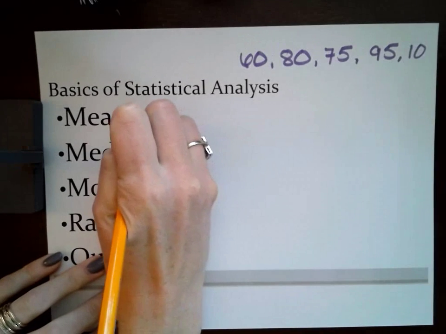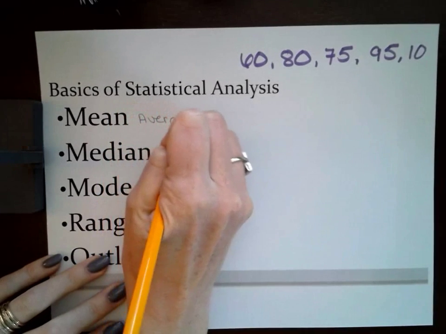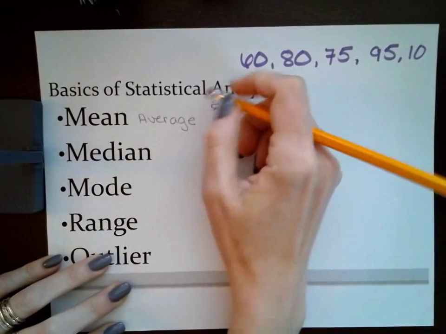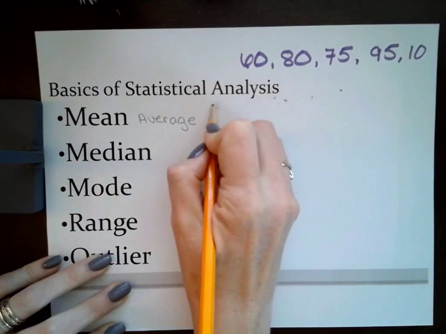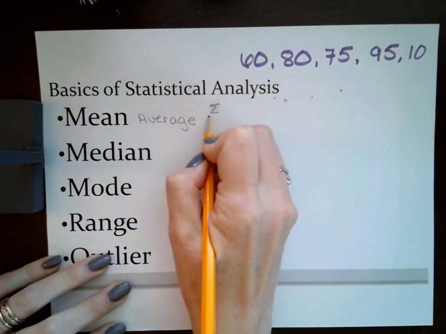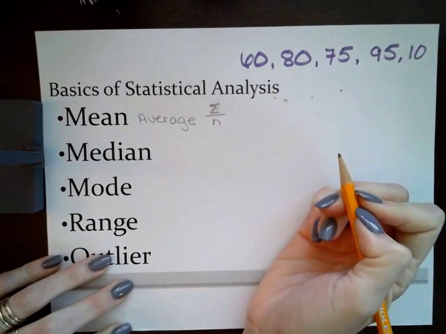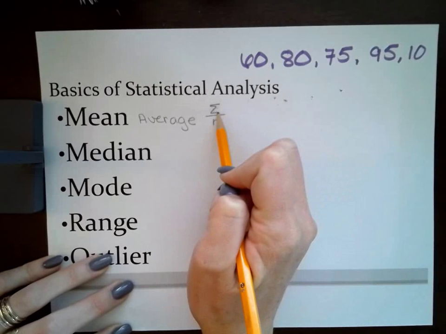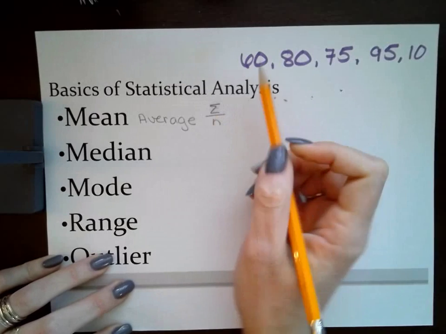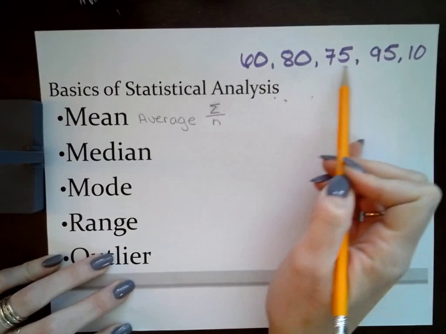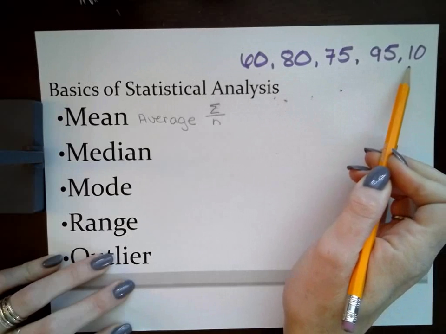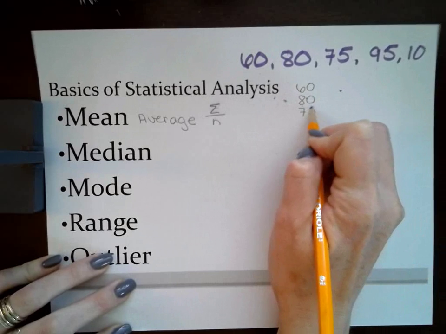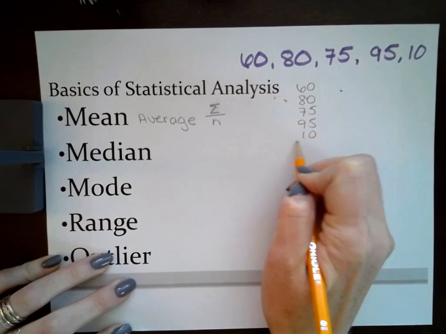The mean is simply the average. What the average is, the sum of all of the numbers divided by the number of numbers that we have. Right? So the sigma is the symbol for sum. All we need to do to find the mean is take the data that we're given, 60, 80, 75, 95, and 10, and add them up. 60 plus 80 plus 75 plus 95 plus 10.